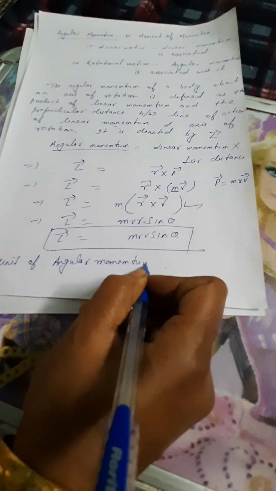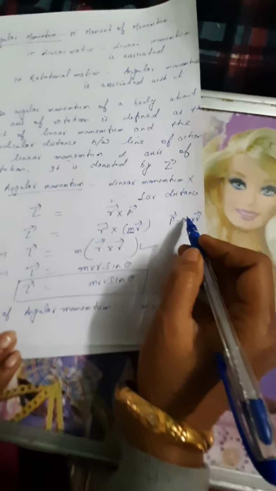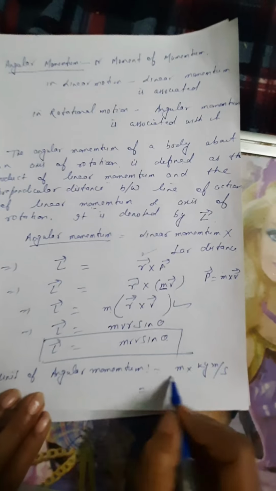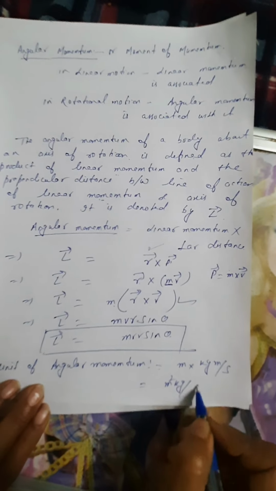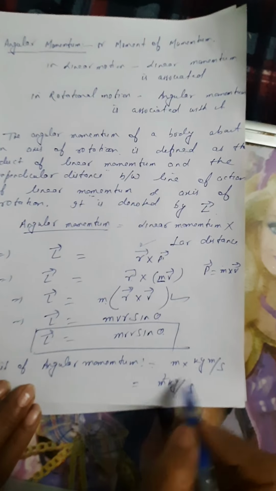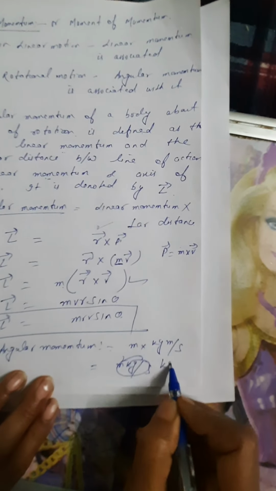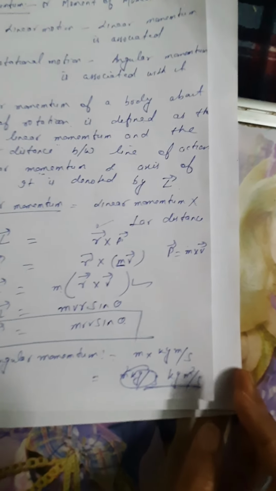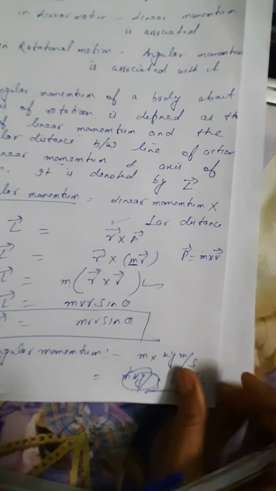Clear? Now what is its unit? What will be the unit of angular momentum? See here, r is in meter into p, what is p? p is mass into velocity. Mass is kg, velocity is meter per second. So it is meter square kg per second. Write it down: kilogram meter square per second. This is the unit of angular momentum. Clear to all of you?